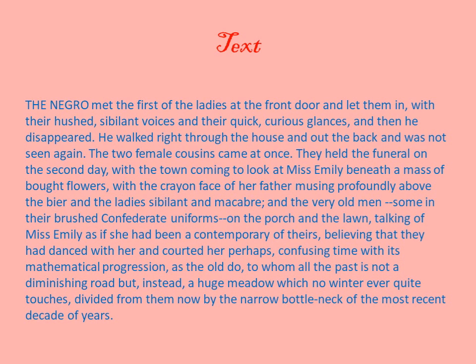And the old men, they are in their Confederate uniforms, and they are there on the porch and the lawn. They're talking about Miss Emily as if she had been a contemporary of theirs, narrating imagined stories about her, that they had danced with Miss Emily, or had quoted her perhaps. And this happens with old people, that they get confused about time, and anything that has happened in the past appears to them as if it just happened yesterday.